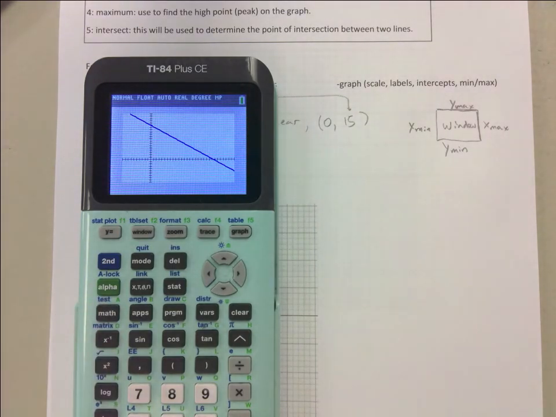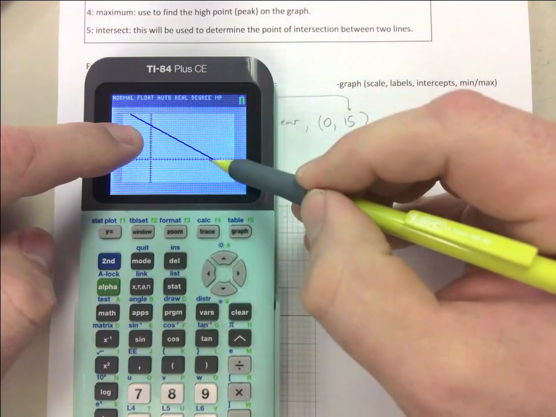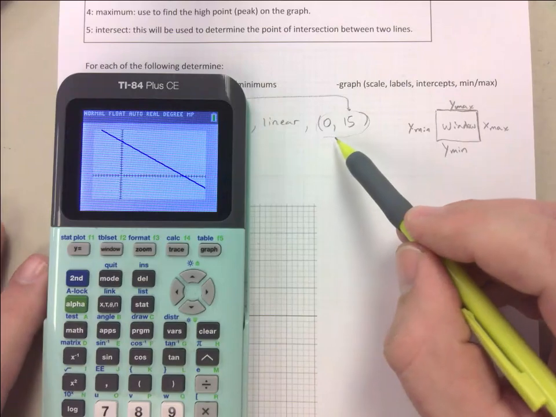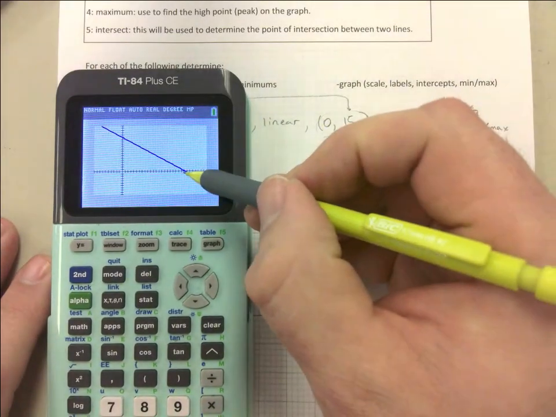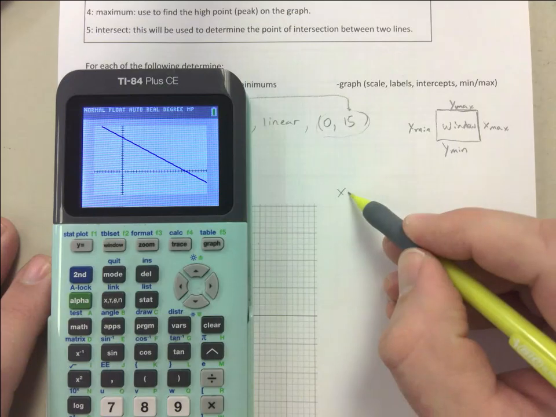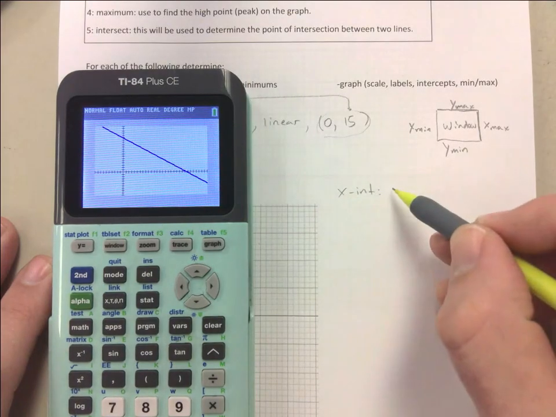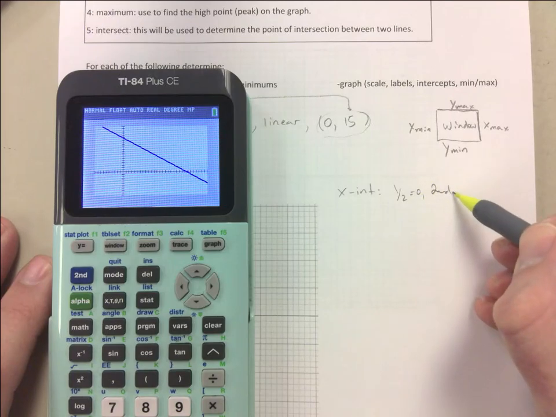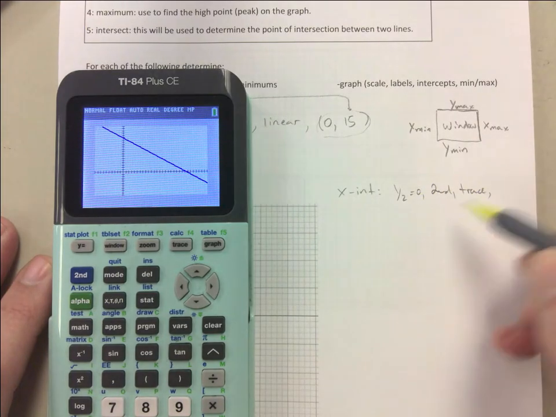Do you see the intercepts? Yes. Are there any turning points? No, so we don't need to worry about it. So I'm going to find these. I already know the y-intercept, so I don't really need to use my calculator for it, but I need to find this one. To find the x-intercept, I let y2 equal to 0, and then I go second, trace, intersect.